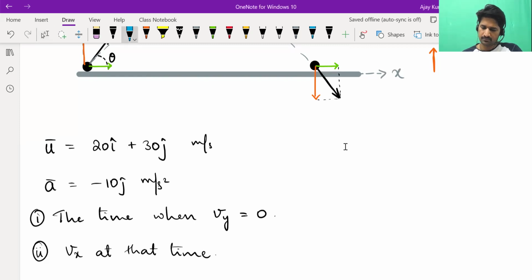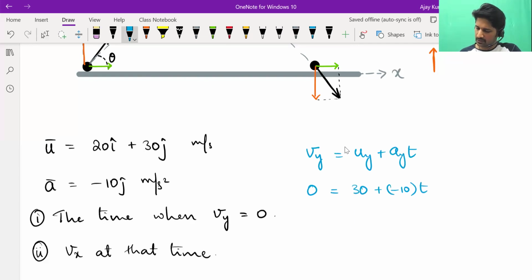Sir, v is equal to u plus at. Correct. How much will you take u as? Sir, 30 meter per second. Okay, so effectively what you are doing is Vy is Uy plus Ay into t. You are applying v is equal to u plus at only in the y direction. Okay, good. We want this to become 0. Initial velocity in y direction is 30. Acceleration in y direction 10 into t. You get the time as 3 seconds.